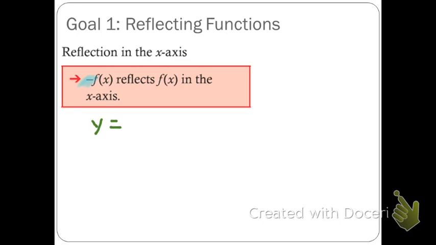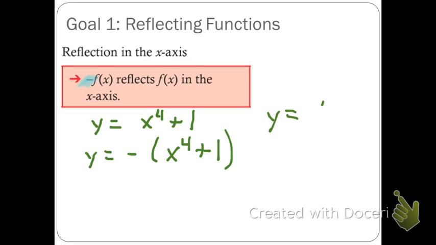Suppose the function was y equals x to the 4th power plus 1. In order to reflect that in the x-axis, I would simply multiply that entire output by -1, and it would reflect it. If I had the function y is equal to the tangent of x, and I want to reflect that in the x-axis, I would simply multiply the output of that function by -1. Now see how that looks in action.